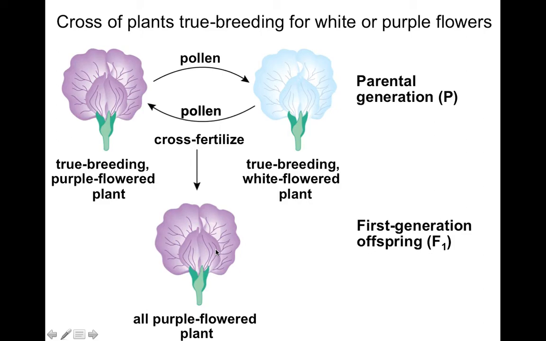So some scientists might look at that and say, oh, the white gene was just swallowed up, or the white color was just all swallowed up, and then they wouldn't bother to push it any further. But if you take this all purple plant, it actually turns out that this all purple flowered plant is significantly different from this all purple plant, and I'll talk about why in just a second.